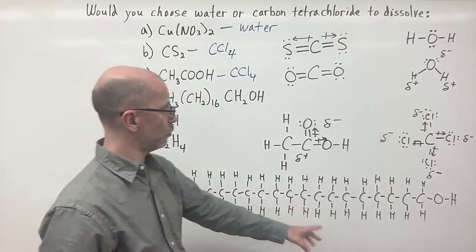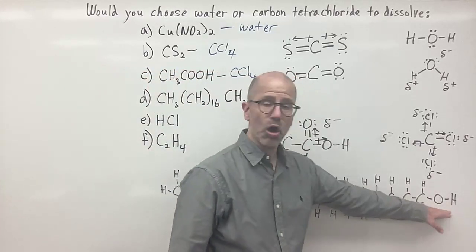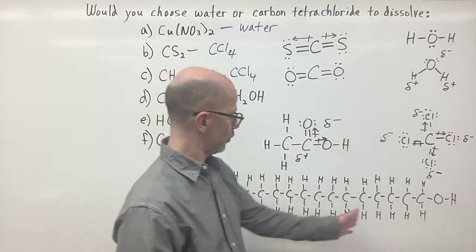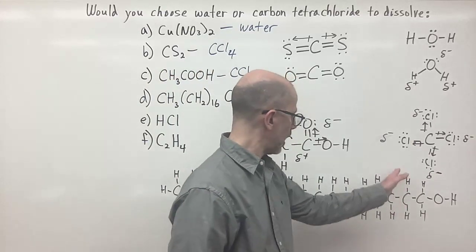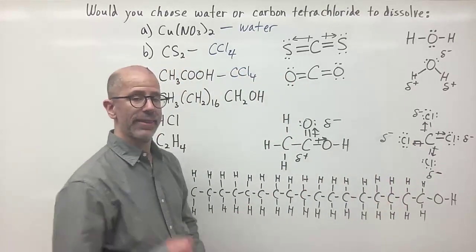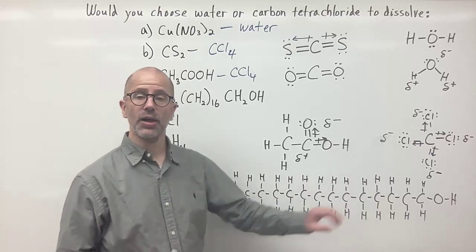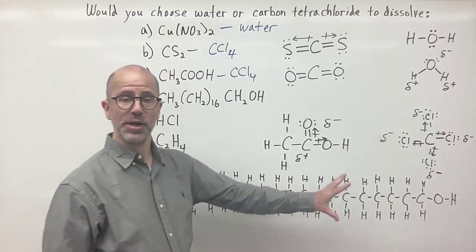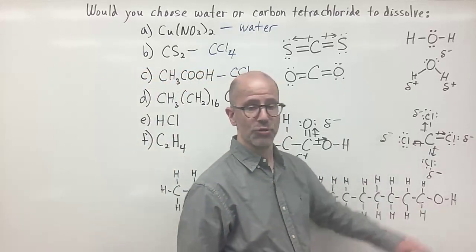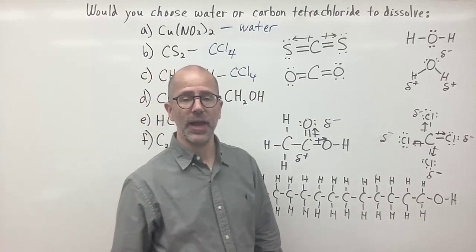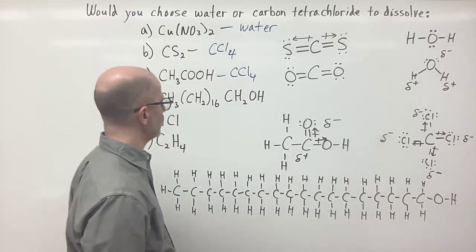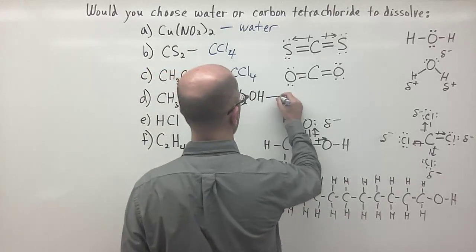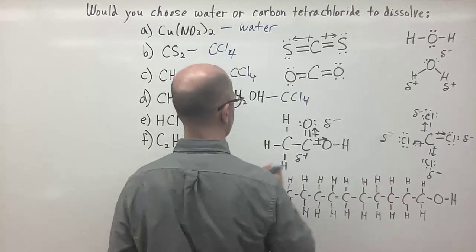Now, to get this to dissolve in water, if we had an alcohol group on every third carbon, so if we had an OH group on every third carbon, that would be enough to make this dissolve in water, because then we would have more polarity spread out throughout the molecule due to the OH groups. But we only have one, so that's not going to be very helpful. Okay, so then this is going to dissolve in carbon tetrachloride. So let's put CCl4 for that one.